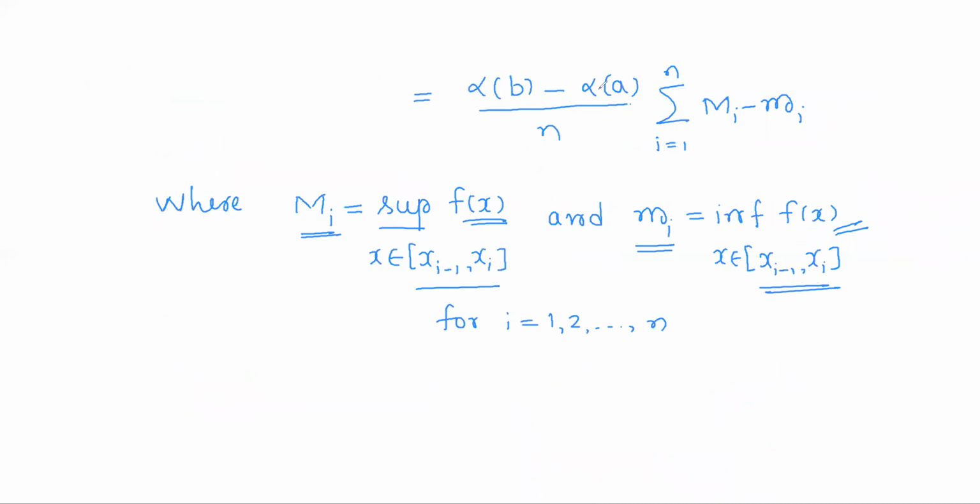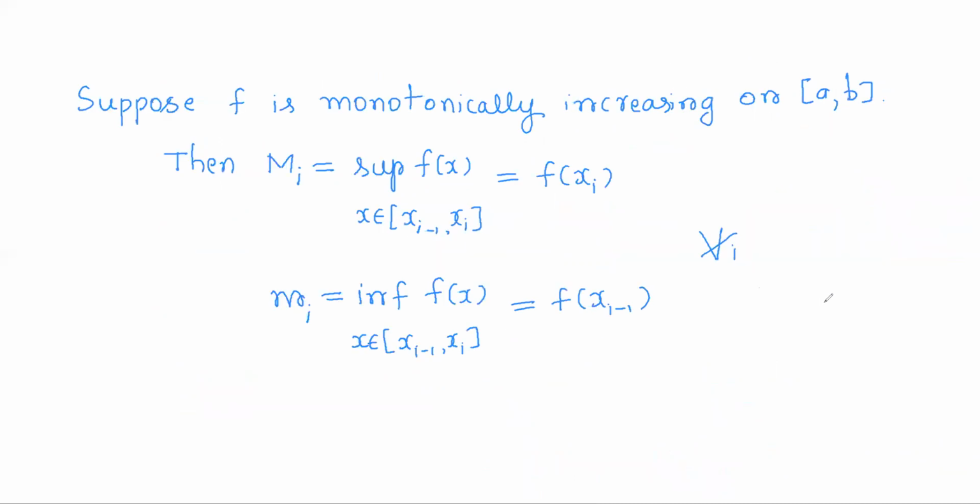So it will be alpha of b minus alpha of a by n into the summation of capital Mi minus small mi, where capital Mi is the supremum, that is, the least upper bound of all these f of x's, and small mi is the greatest lower bound of all these f of x's. Okay, next. Now come to the given hypothesis. F is given to be a monotonic function. So F is a monotonic function means F is either monotonically increasing or monotonically decreasing.